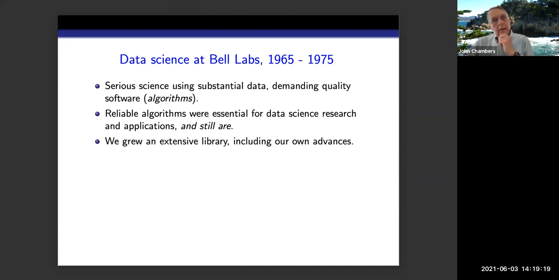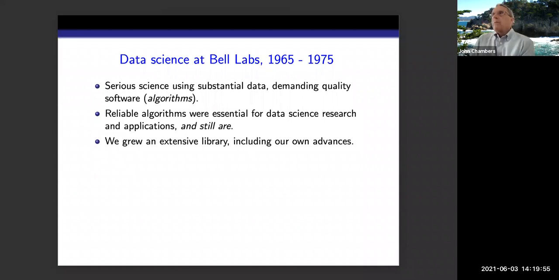So what happened at Bell Labs was that we were developing over this decade an extensive library of what would be called algorithms in those days, which were the support for the research and the applications of data science that we were involved in. And that included some research that was going on at Bell Labs, but it also included things we picked up from many, many sources around the globe. In fact, that was basically what I was doing for the first decade of my research career at Bell Labs.